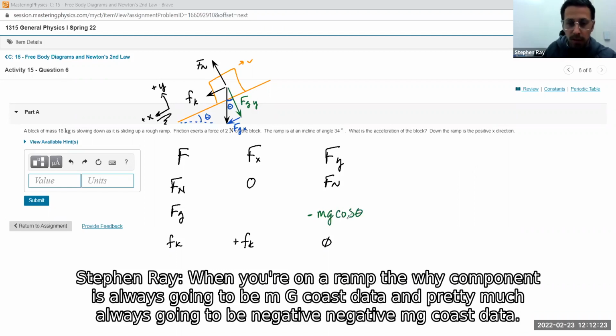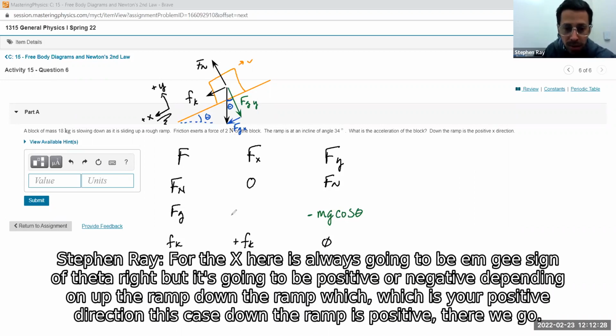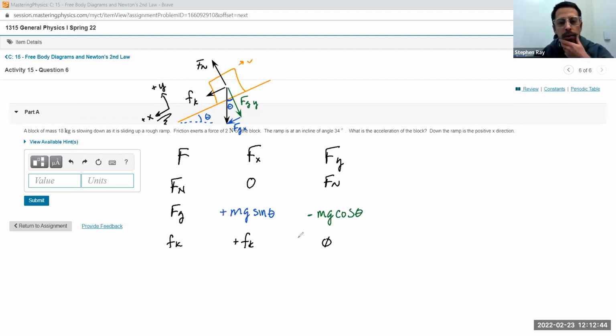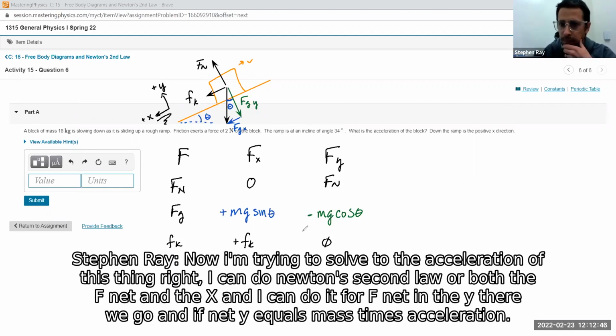Negative mg cos theta. The x component is always going to be mg sine of theta, but it's going to be positive or negative depending on which is your positive direction, up the ramp or down the ramp. In this case, down the ramp is positive. Now I'm trying to solve for the acceleration of this thing.